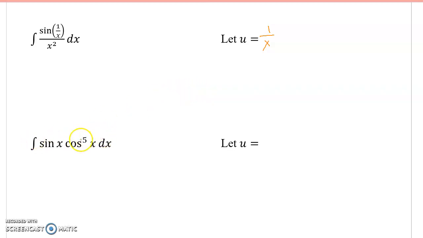This one might be a little bit harder to figure out what a good u value is, but let's keep in mind that cosine to the fifth of x is the same thing as cosine of x times cosine of x times cosine of x times cosine of x times cosine of x, right? We just write it like this without the parentheses because it's easier than writing it out. But when we write it with parentheses, we are reminded, aha, there is something inside the parentheses. That is the argument that we can let u equal.